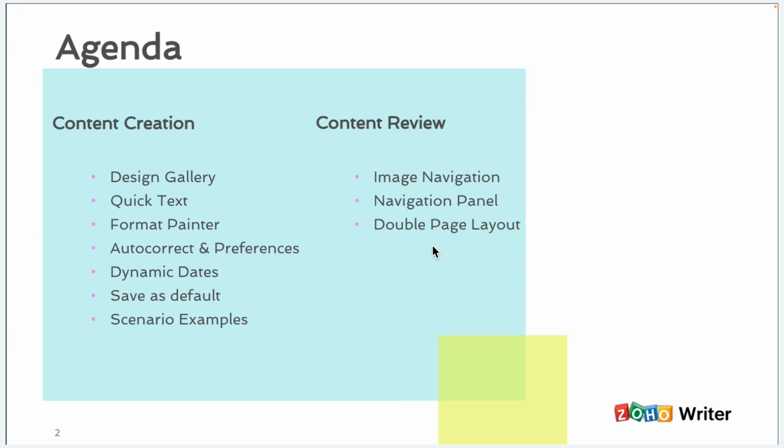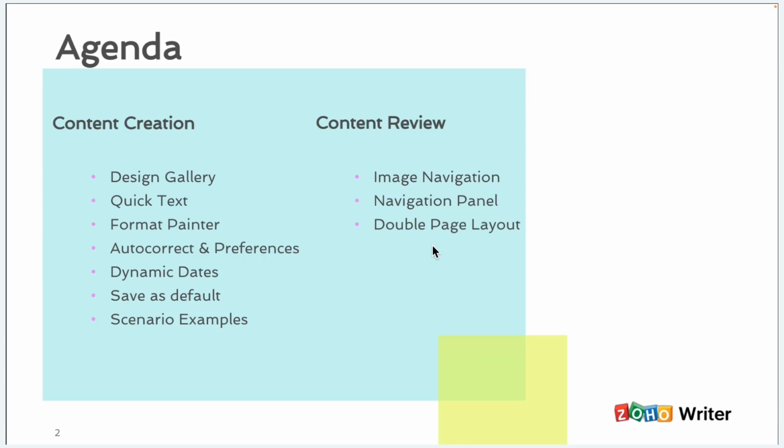Next, we'll discuss the autocorrect feature, which can help you automatically correct common misspellings as you type or make use of symbols within your document. We'll also take a look at the dynamic date fields and how they can help you keep your document up to date and accurate. And finally, within content creation, we'll talk about the default for all documents feature, which can help you save time by maintaining a consistent format and design across all your documents.